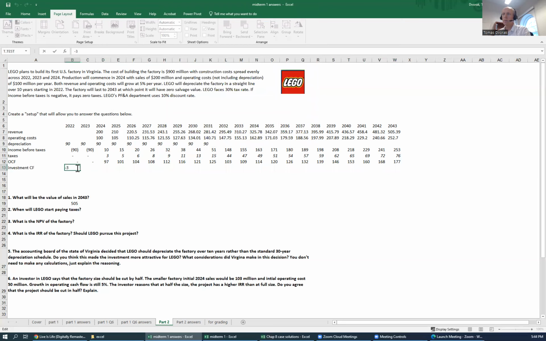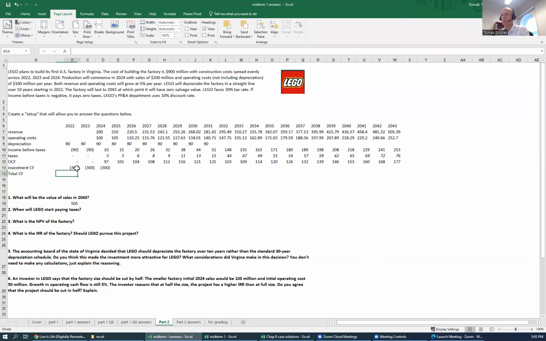Let's split the 900 million over the first 3 years. So it's going to be minus 300 here and 300 for the next 2 years. That adds up to 900. And after that, there's no other investment cash flow. There's no salvage value. There's no additional investment. This is it.